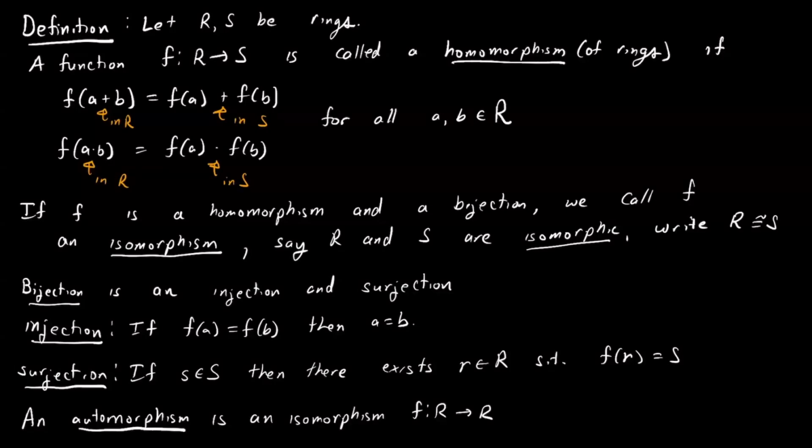And one last thing I'd like to point out, there's also a notion of something called an automorphism. And an automorphism is just an isomorphism from a ring to itself. So every once in a while we'll run into automorphisms as well, or we'll run into this terminology.